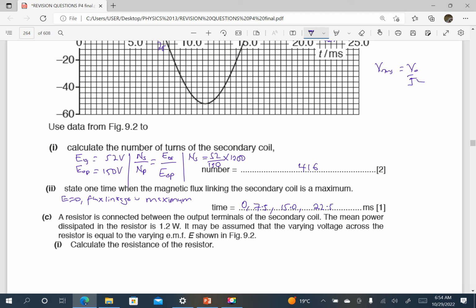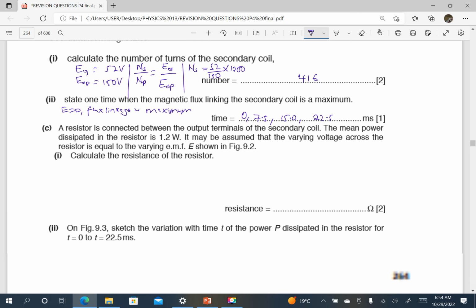Any of those times where EMF is zero, the flux linkage is maximum. So they want only one value of time, not several. I have just given you all of them, you choose just one.